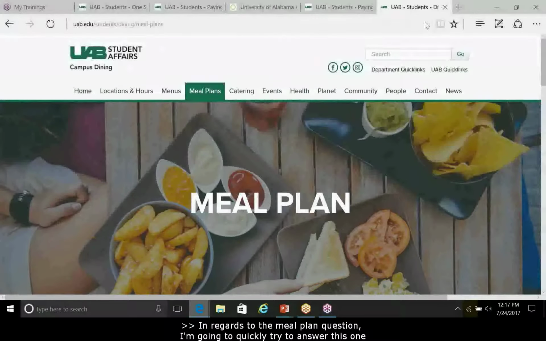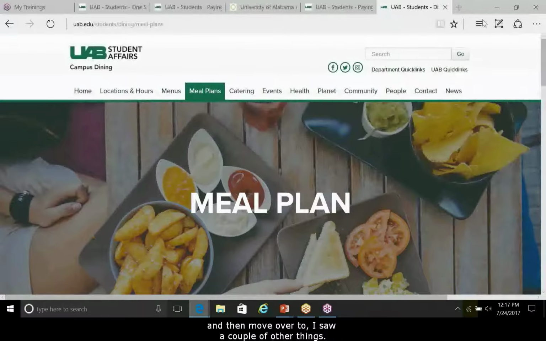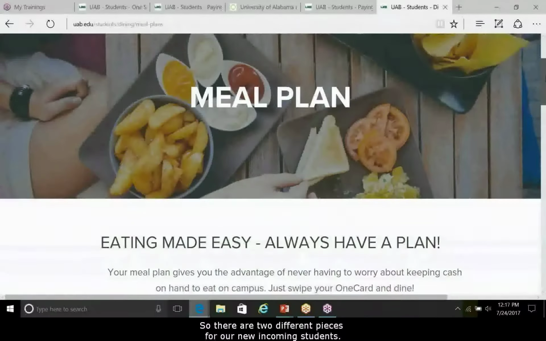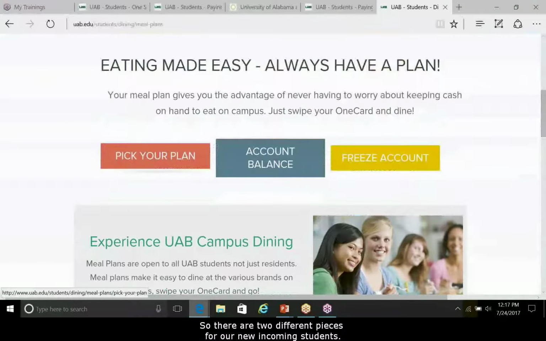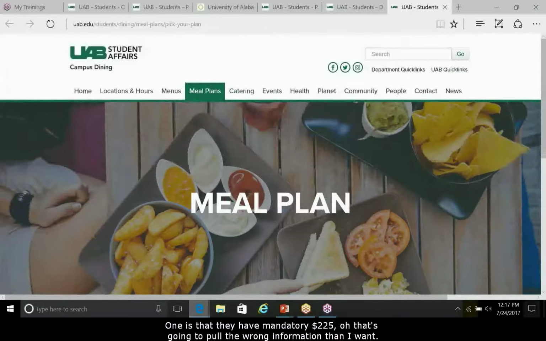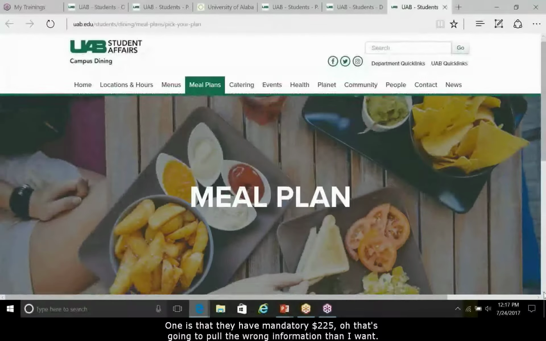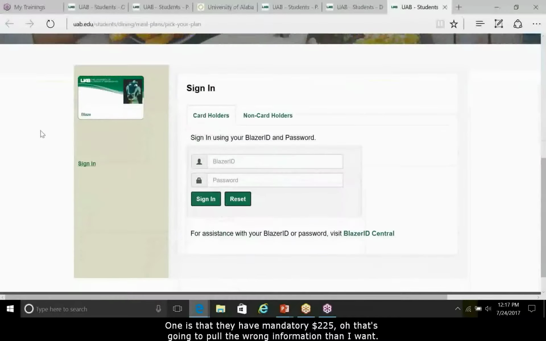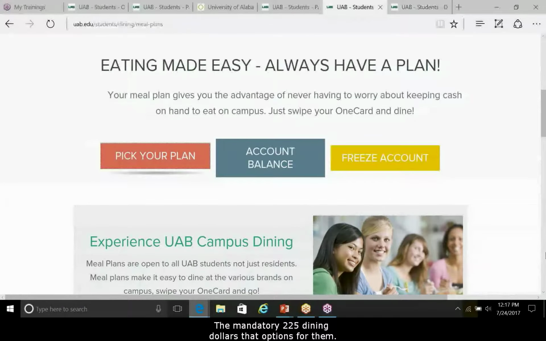In regards to the meal plan question, I'm going to quickly try to answer this one and then move over to a couple of other things I saw. There are two different pieces for our new incoming students. One is the mandatory $225 dining dollars that are options for them.